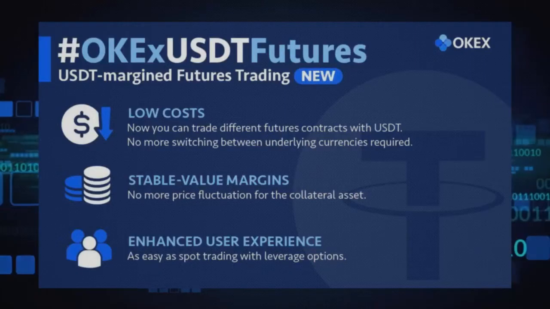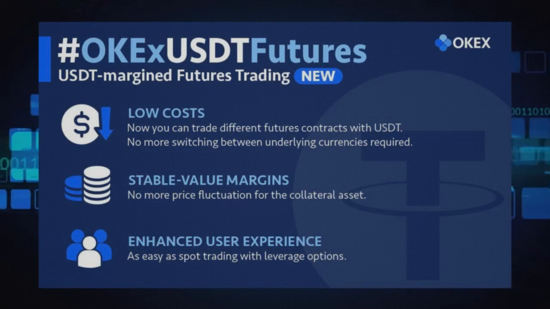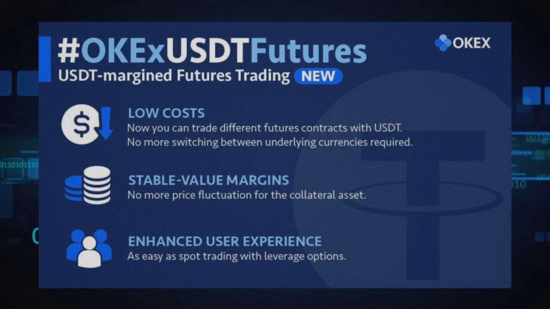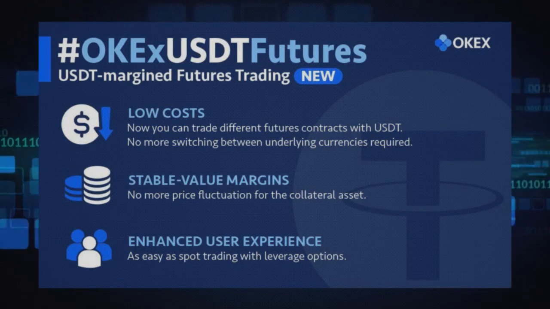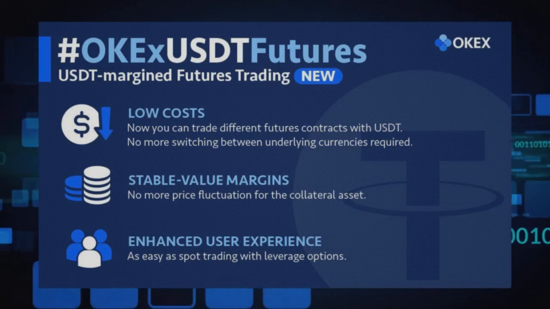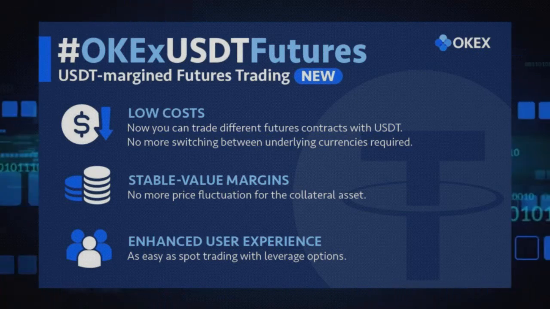So now that we have a good understanding of what perpetuals are and how they compare to futures markets, let's get a good idea as to how perpetual swaps and futures trading can be beneficial on OKX.com. First off, we have low costs. Now you can trade different futures contracts with USDT. No more switching between underlying currencies is required. Stable value margins. No more price fluctuation for the collateral asset. Enhanced user experience. As easy as spot trading with leverage options.